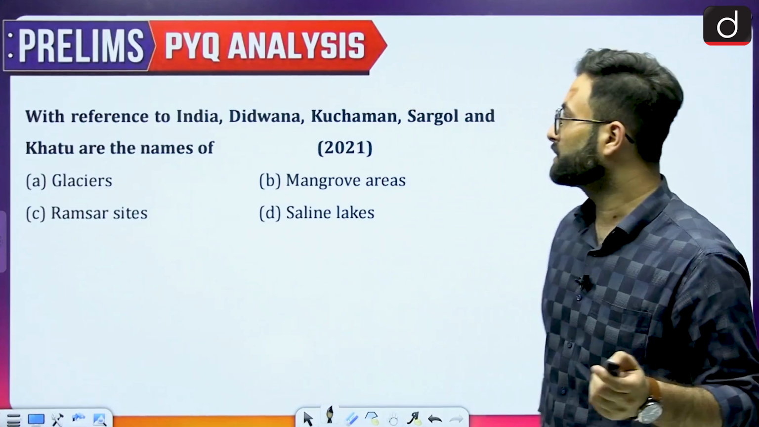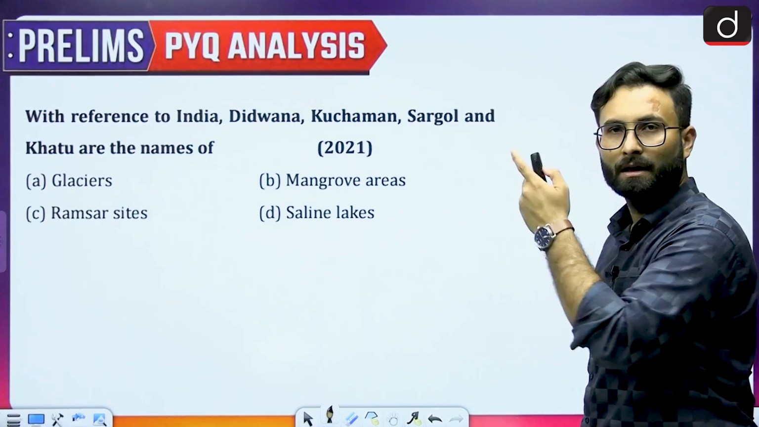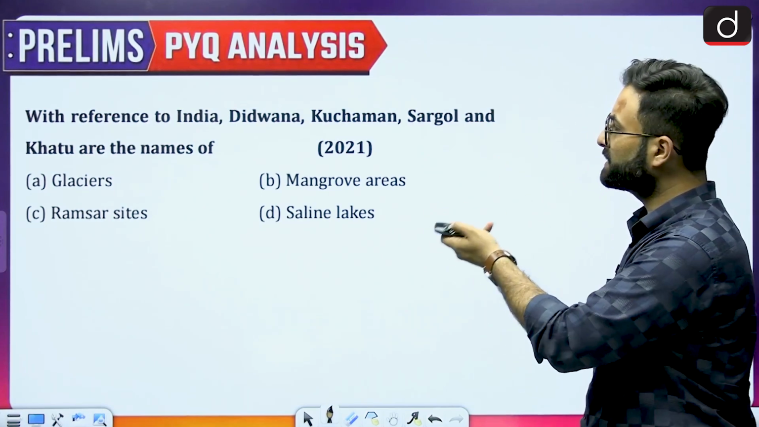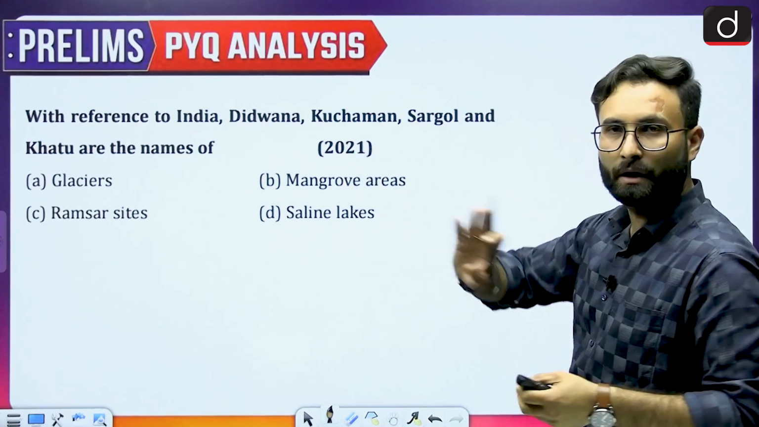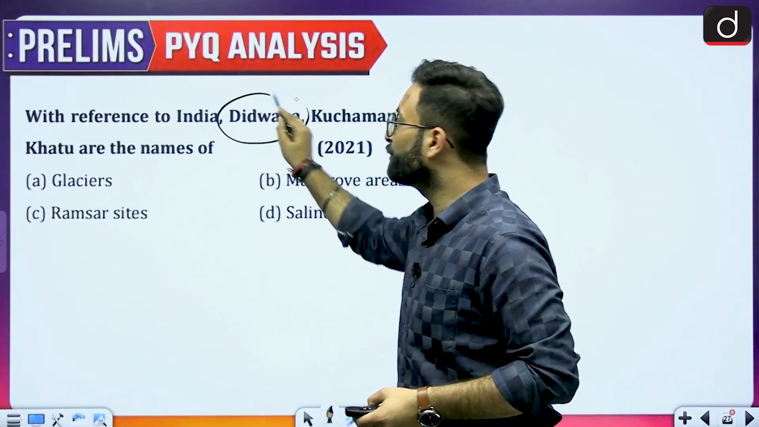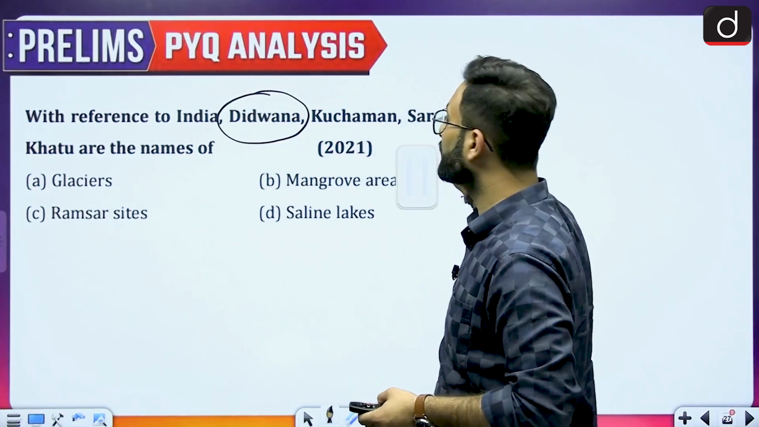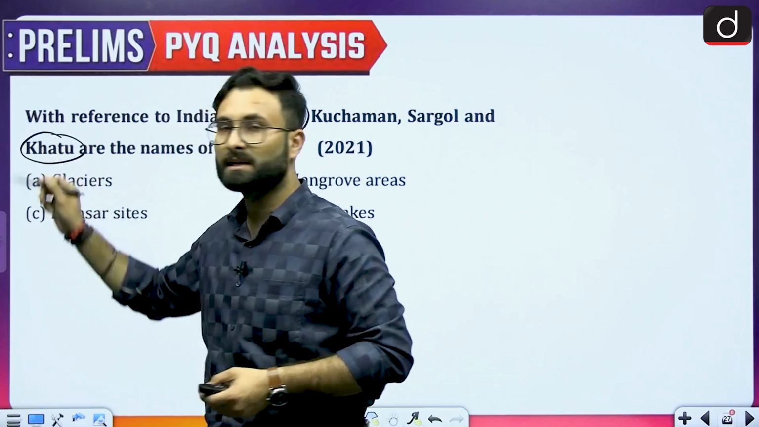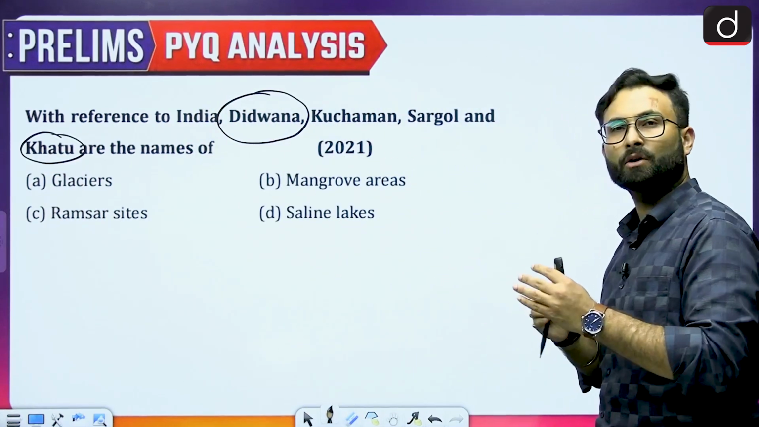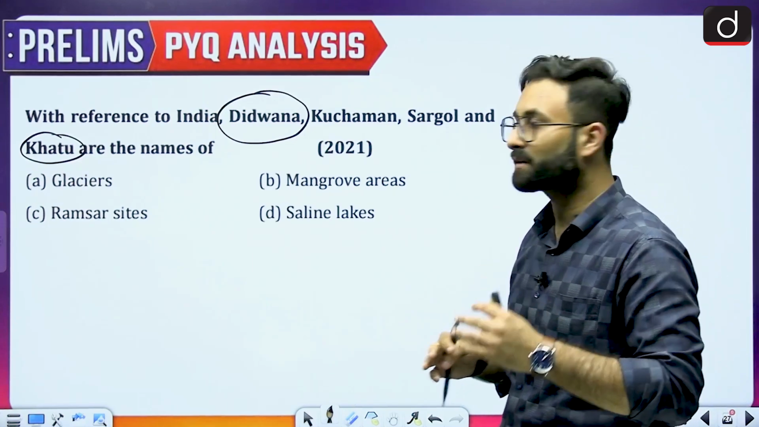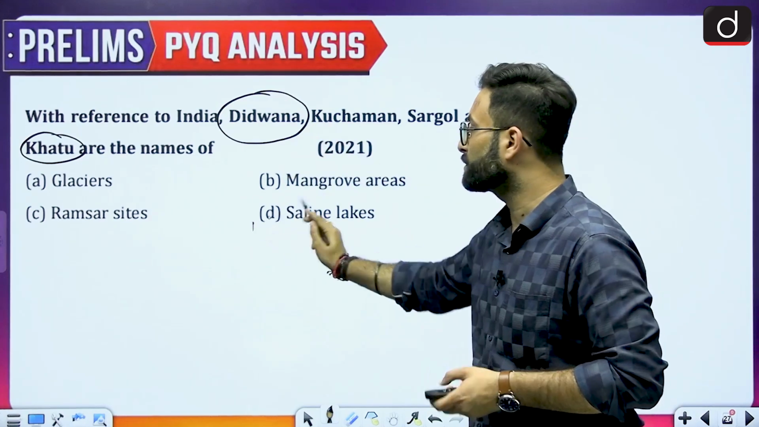Coming to the next question, with reference to India, Deedwana, Kuchaman, Sargol, Khatu are the names of glaciers, mangroves, Ramsar sites or saline lakes. Now, if you know one or two lakes out of this, let's say Deedwana is quite important in Rajasthan, and Khatu is a place near Jaipur. So if you have some touch with Rajasthan or some general knowledge, such as Khatu Shyam, you will know that this is in Rajasthan and these are your saline lakes. Option D is your right answer.